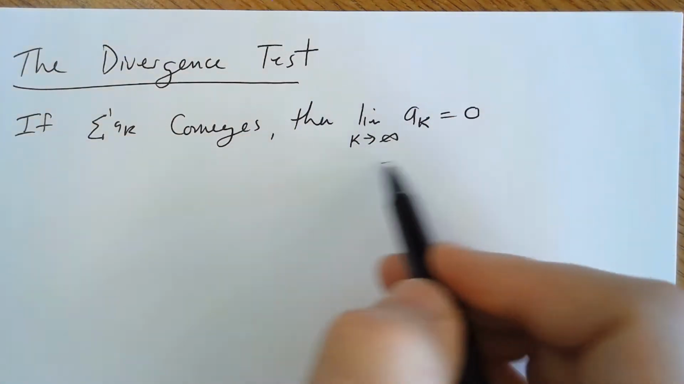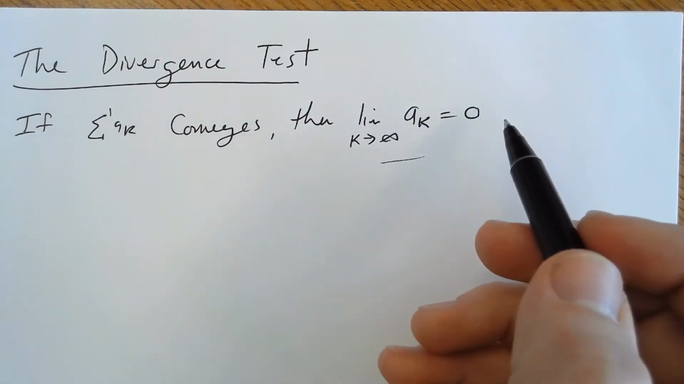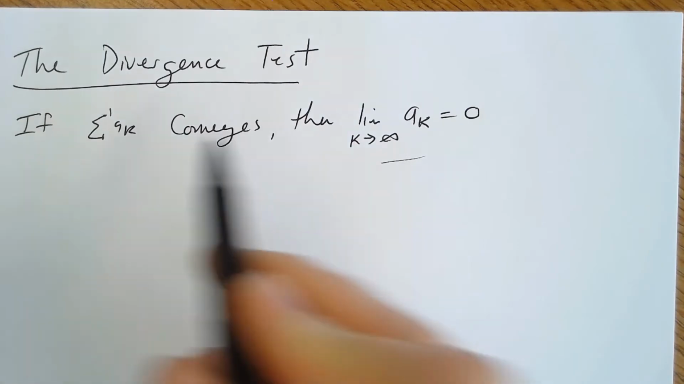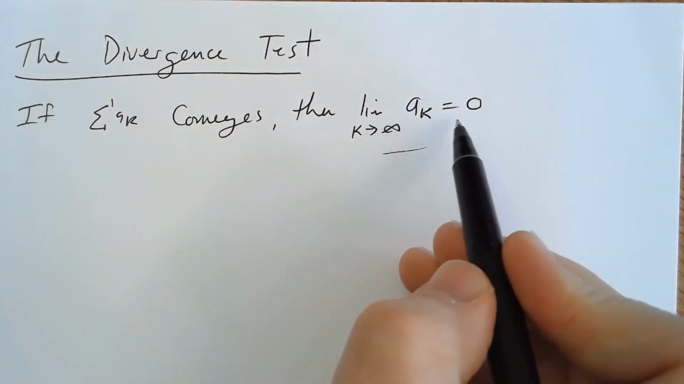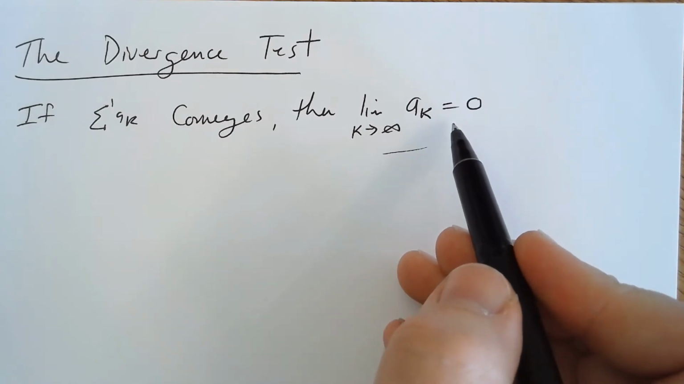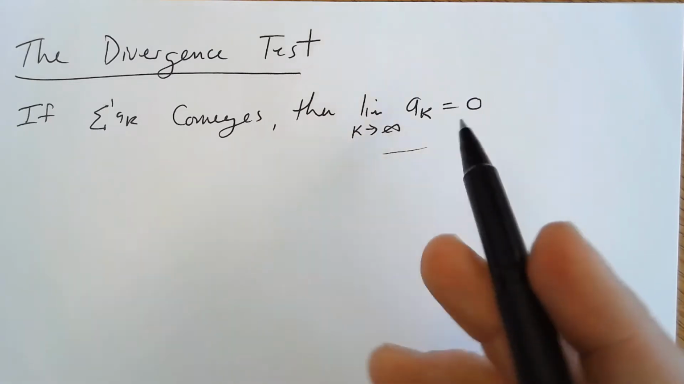This should coincide with the logic that if the limit as k goes to infinity of a sub k is equal to 0. Well, if this thing converges, then each individual term as I add them up has to get smaller and smaller, getting closer and closer to 0. Okay, so this is the divergence test in terms of its theorem.